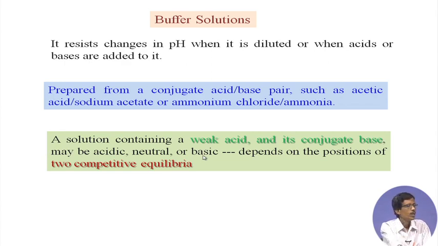So, by the definition of this buffered solution, depending upon the nature of the weak acid and its conjugate base, that means acetic acid and its corresponding salt, that means sodium acetate or potassium acetate, how do we know that that particular solution will be acidic, neutral or basic? So, that will depend on the position of two competitive equilibria.